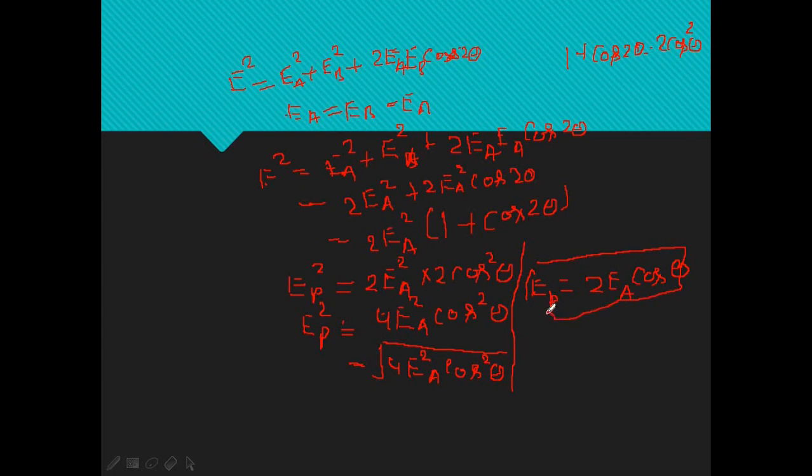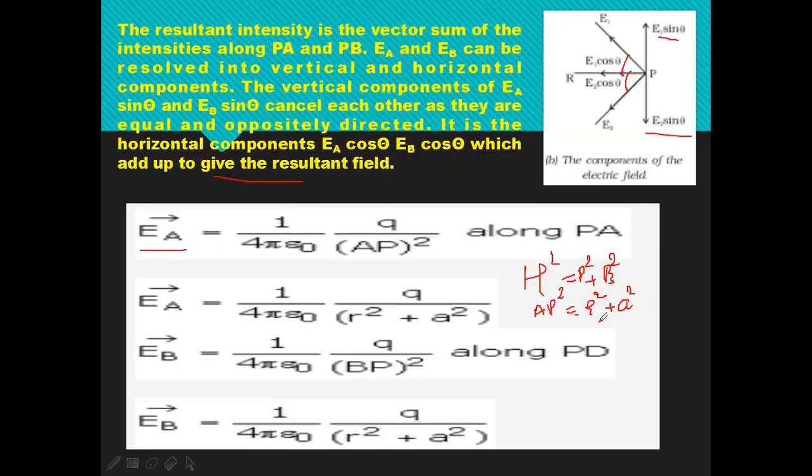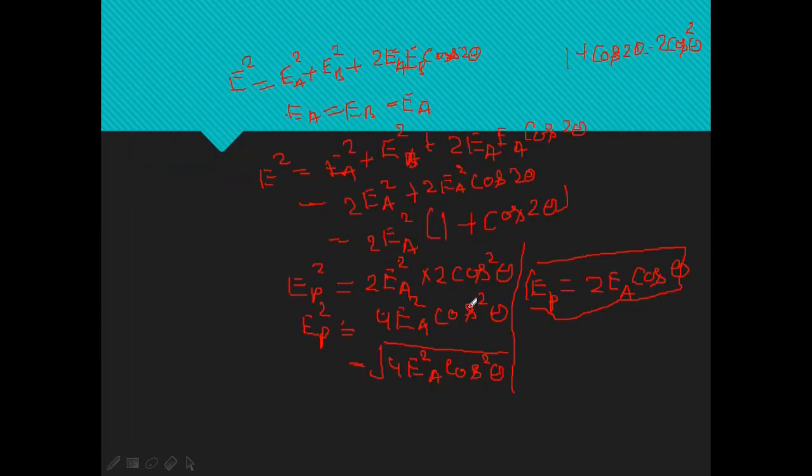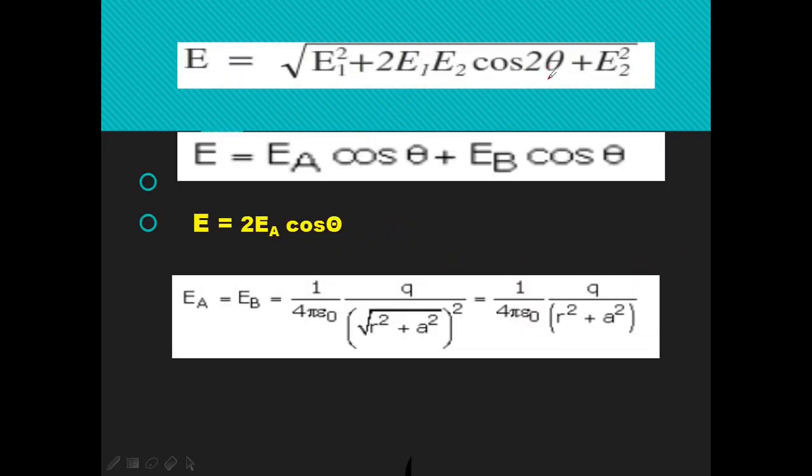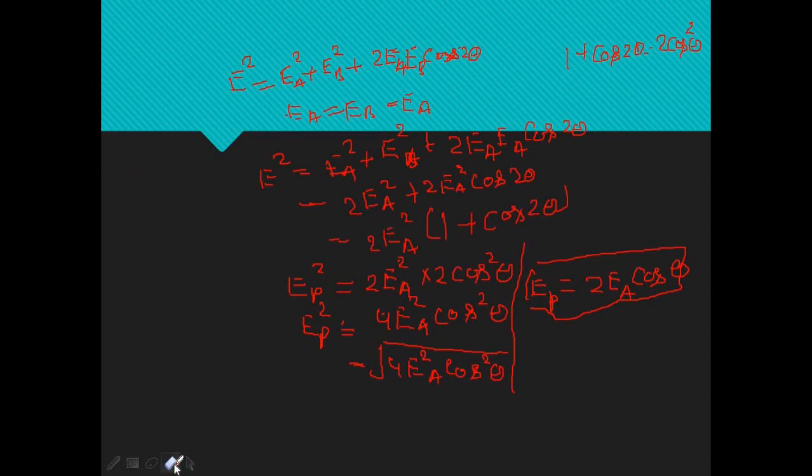Now next, here we know the value of EA. We know the value of EA is equal to 1 upon 4 pi epsilon naught into Q over r square plus a square. Now putting the values here, now this is our expression, cos of 2 theta, this is equal to, our expression is equal to 2EA cos of theta. Now we find the value of cos theta.